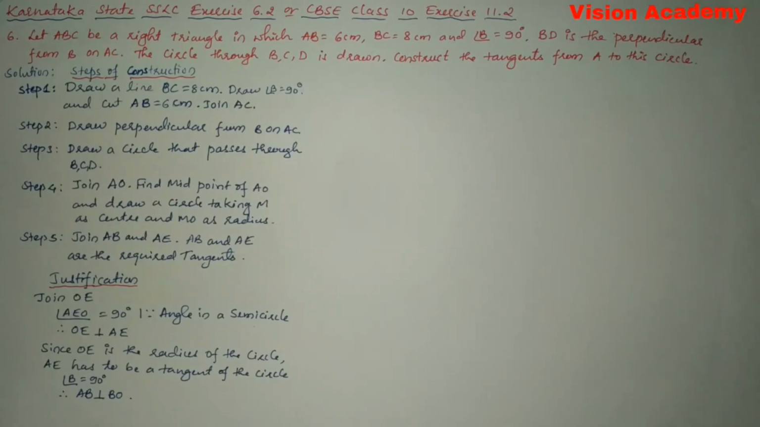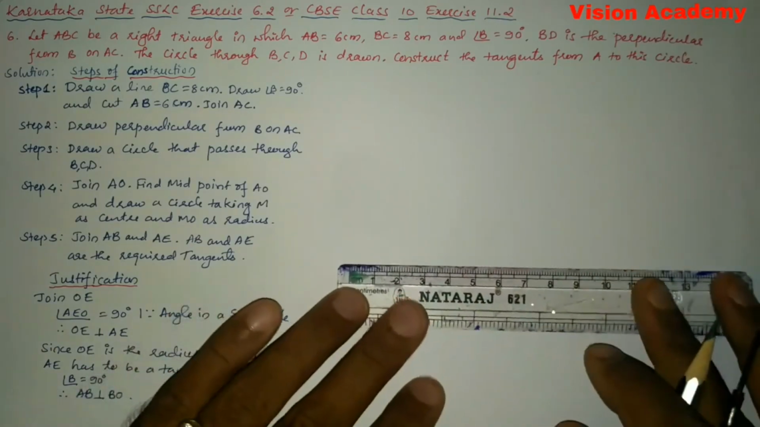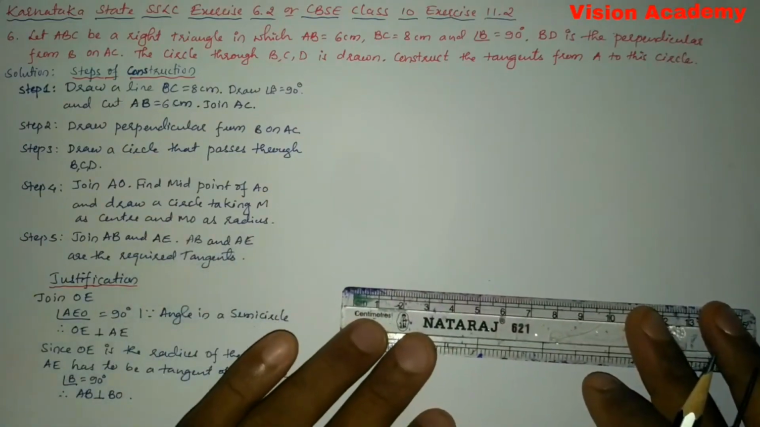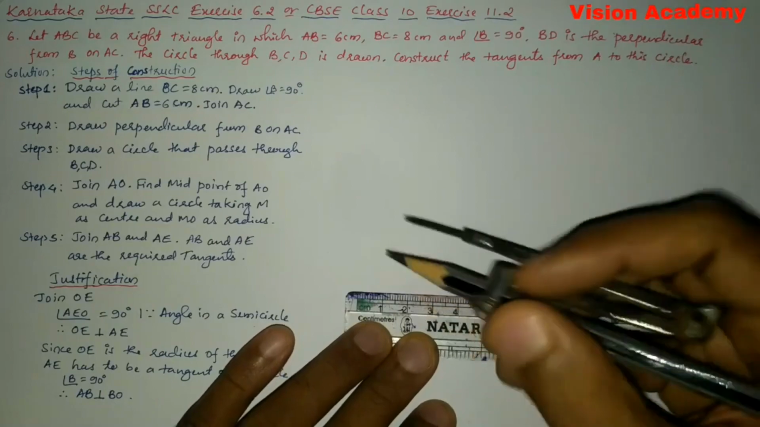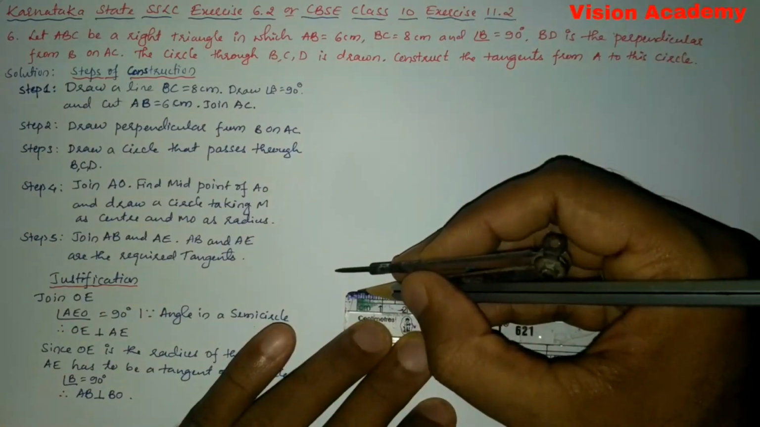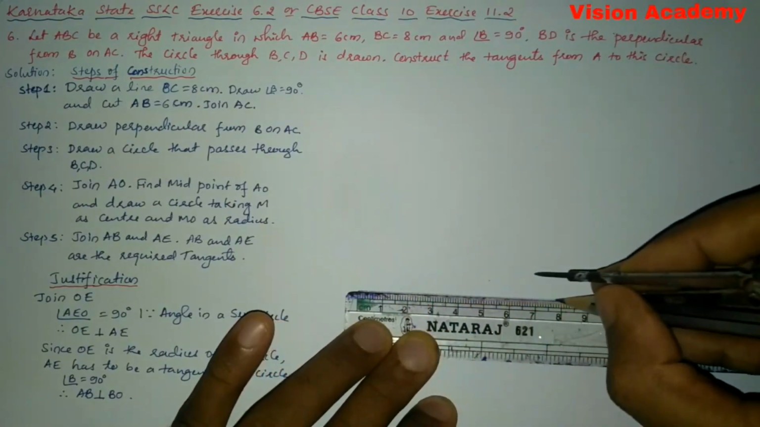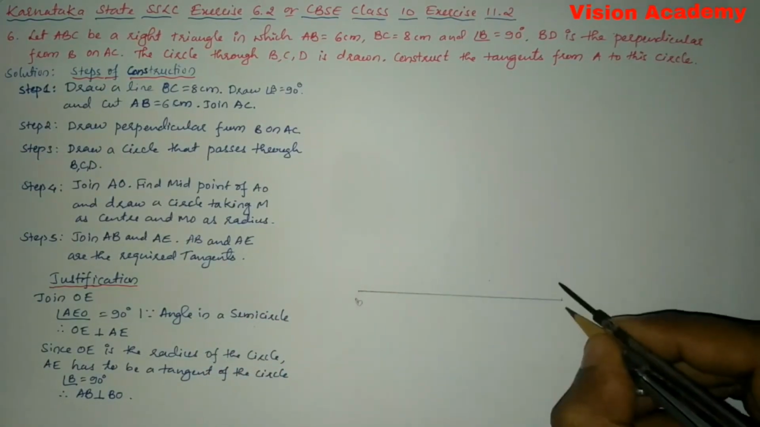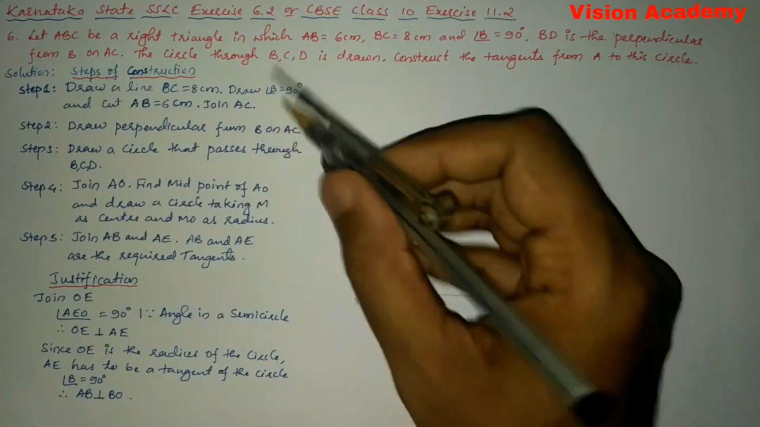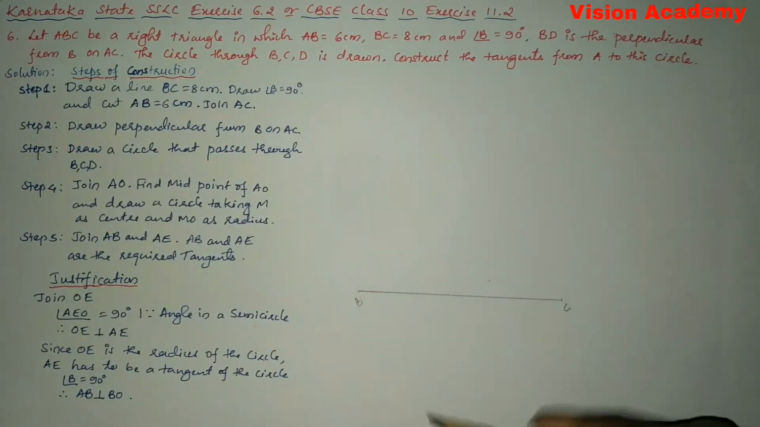Now let us follow the steps of construction. Step 1. Draw a line BC equal to 8 cm. Now here let us draw BC equal to 8 cm. Let us name these B and C. Next, draw angle B equal to 90 degrees.